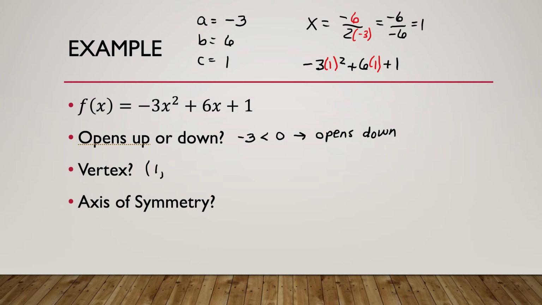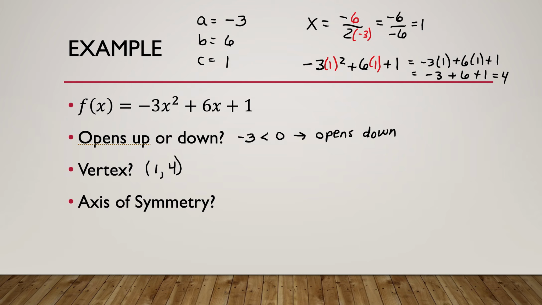All right, we'll simplify, so we'll do our power first. So negative 3, 1 squared is just 1. So negative 3 times 1 is negative 3. 6 times 1 is 6. And then we add 1 on the end. And so that's going to give me a positive 4. So now I have my vertex point, 1, 4.